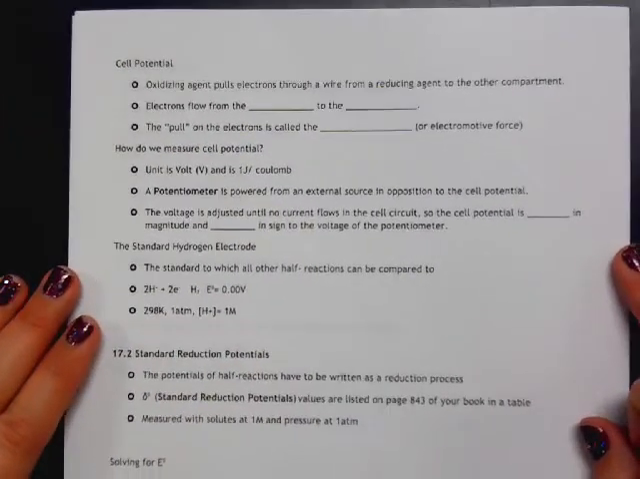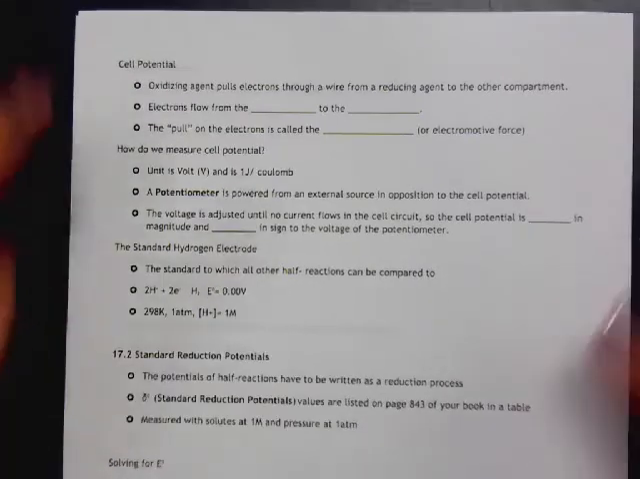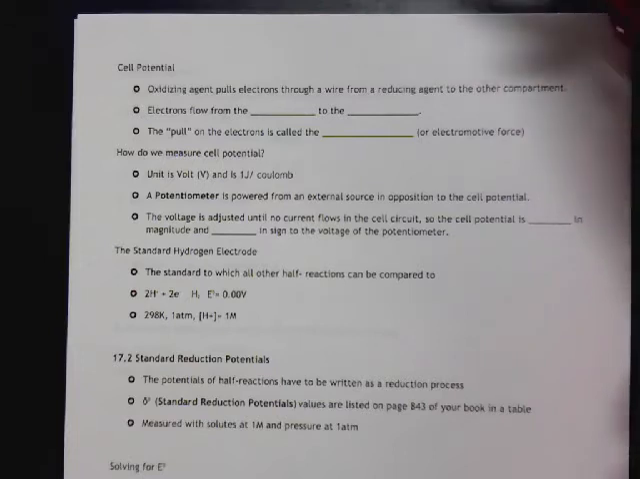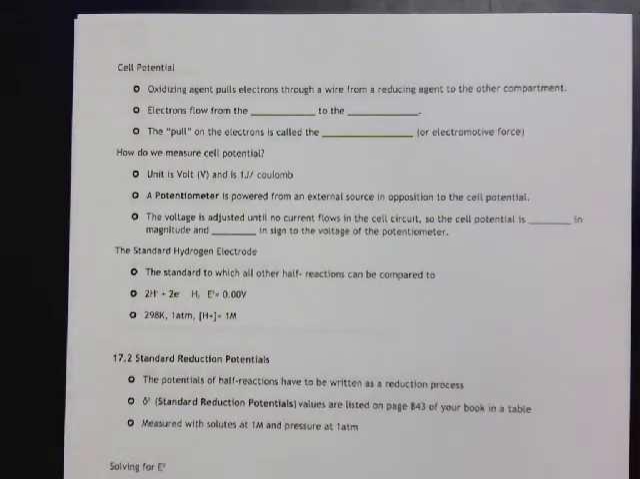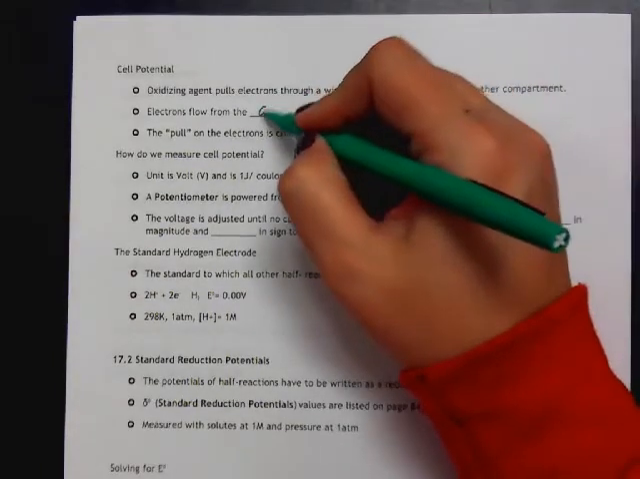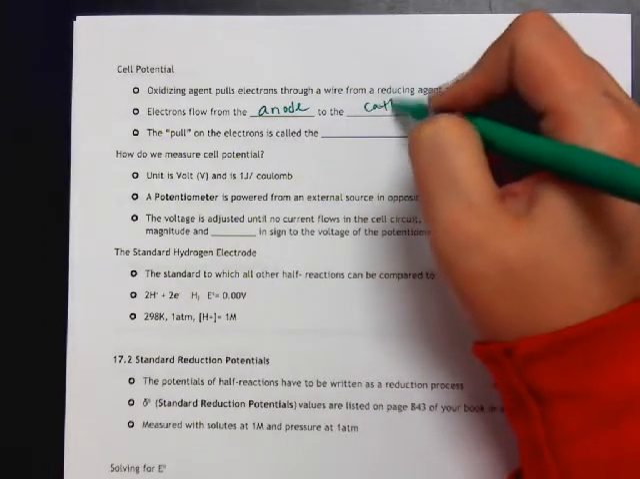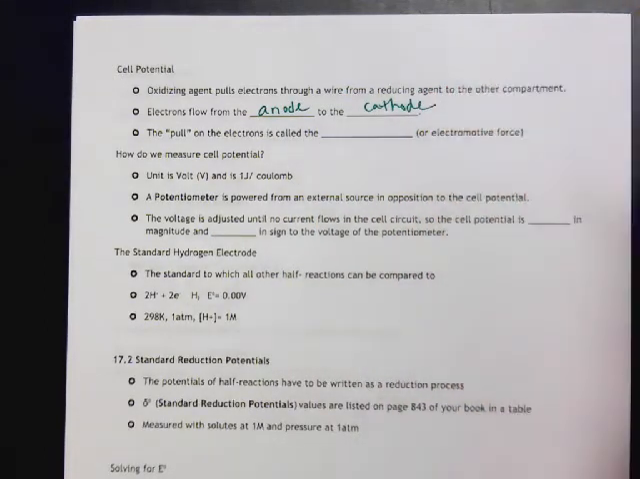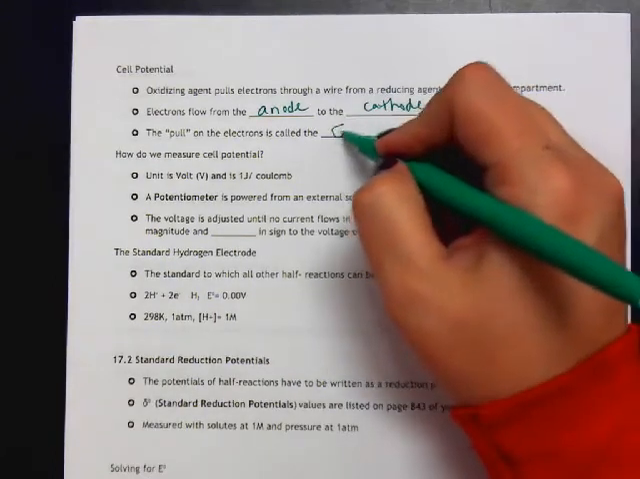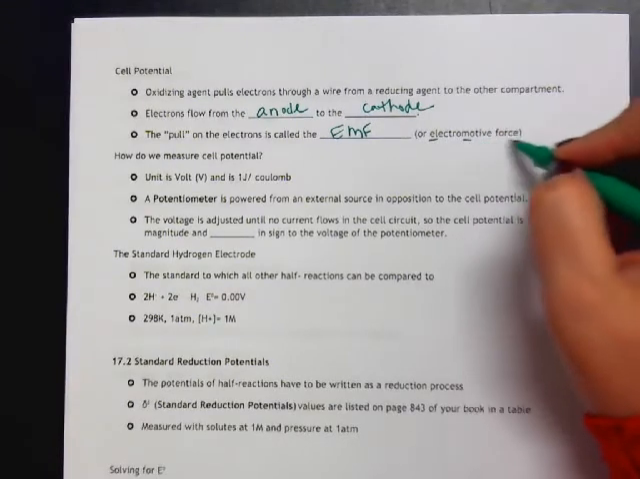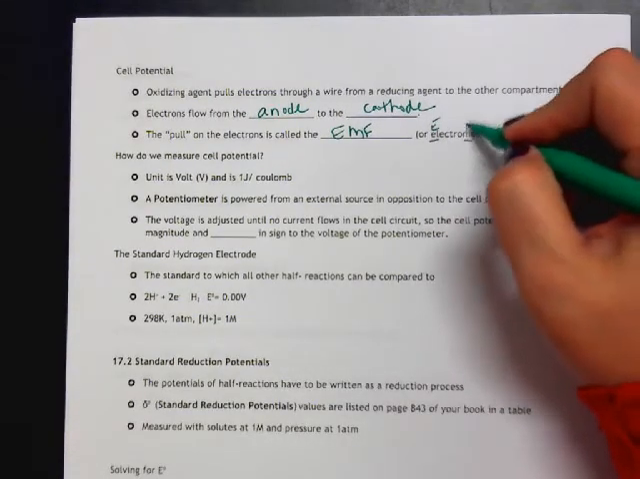We can measure this exchange of electrons, flow of electrons, by what we call cell potential. Alright, so the oxidizing agent pulls electrons through a wire from the reducing agent to the other compartment. Those electrons, of course, as I said a moment ago, flow from the anode to the cathode. This pulling electrons is what we call the EMF, or the electromotive force. Again, electromotive force for EMF.